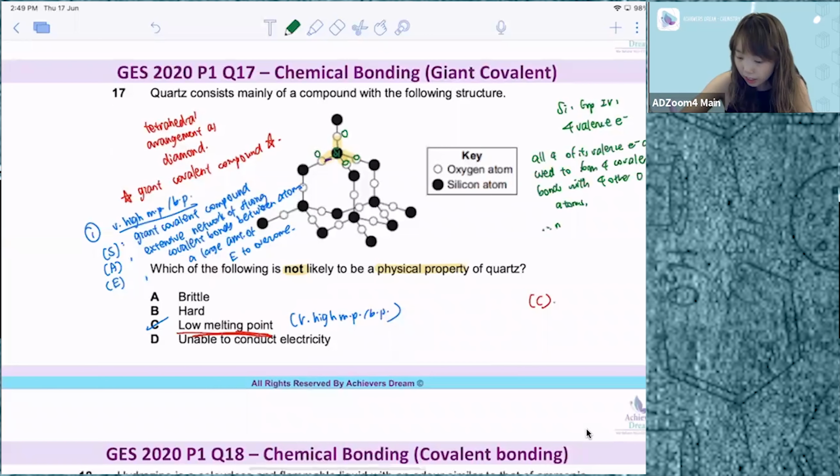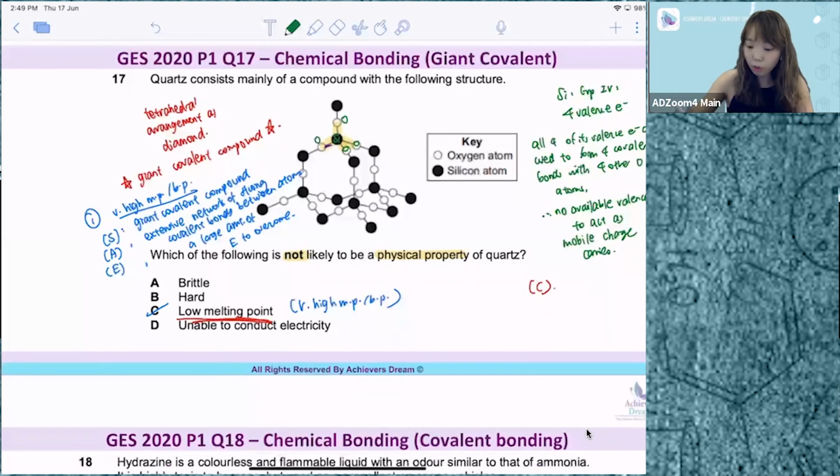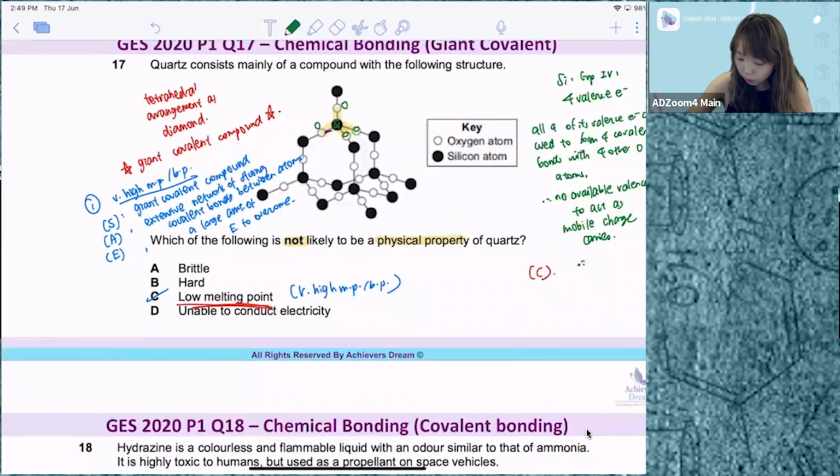Which means that there are no available valence electrons to act as mobile charge carriers. So therefore, quartz is unable to conduct electricity. So it is a true statement. It's a physical property of quartz. That's why option D is not the answer.